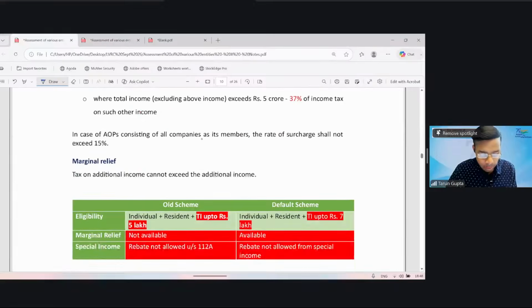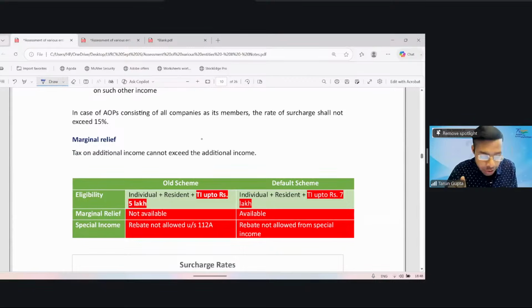So if you see, in case of rebate under the old regime, the condition is there should be an individual, resident, and total income up to 5 lakh. The first two conditions are the same under the new regime as well, individual, resident, but it is available up to 12 lakh, if the total income is up to 12 lakh. The marginal relief is not available under the old regime, but marginal relief for rebate is available under the new regime. In case of special income, the rebate is not available under the old regime in respect of income under section 112A, but under the new regime, the rebate is not available in respect of any special income. Okay.